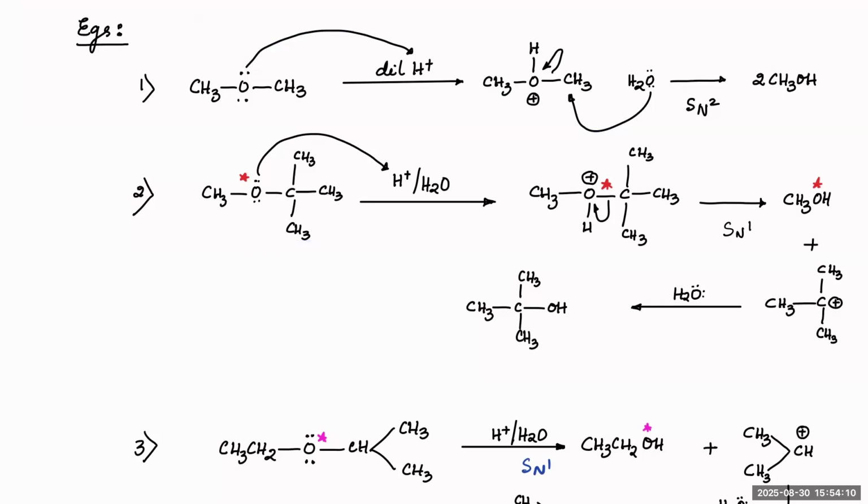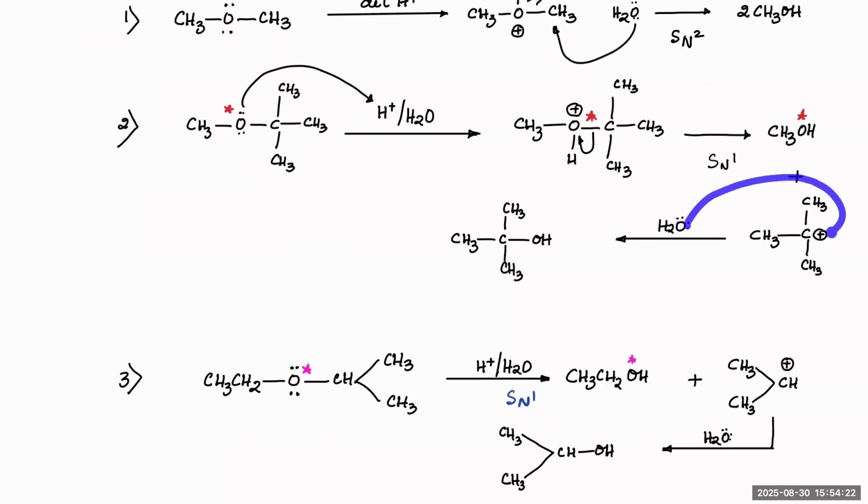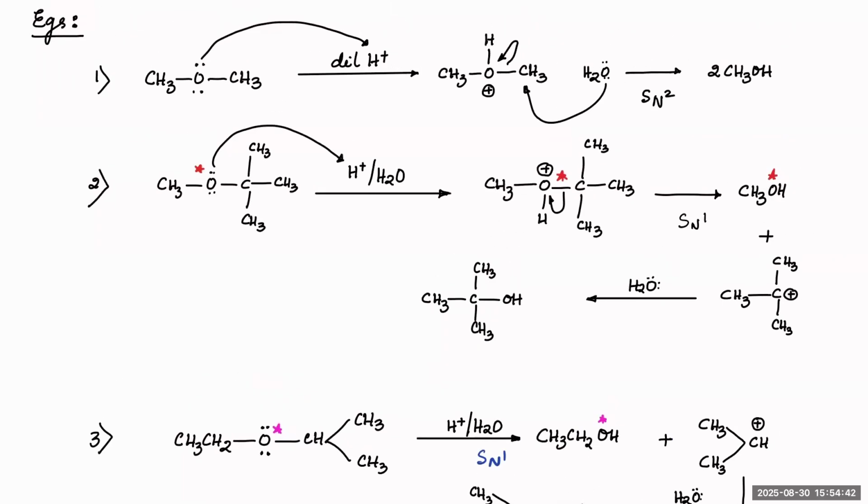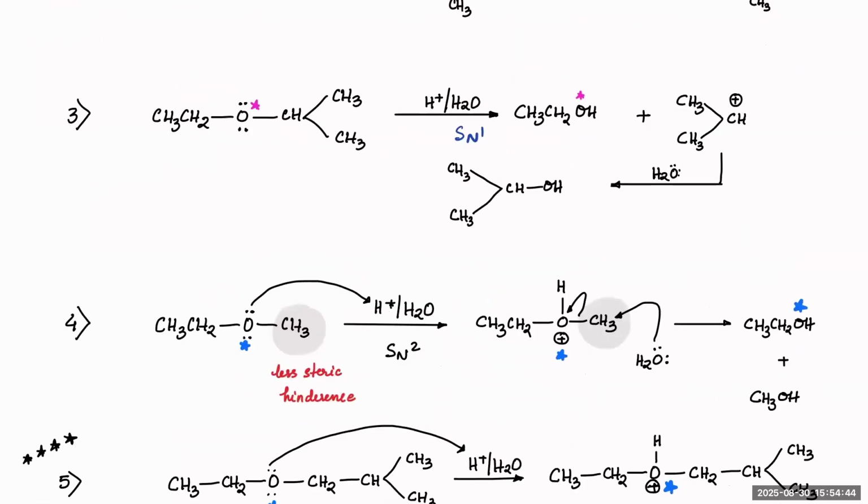But if you have this molecule, first protonation will take place here. Then the bond will break here because this will lead to a stable carbocation. Once you get a stable carbocation, the water molecule will attack, giving a 3 degree alcohol. So if this oxygen was an isotopic oxygen, it will end up going with the methyl group, and this is the oxygen coming from the solvent water. Are the first two cases clear? Check out the third case in a similar way.